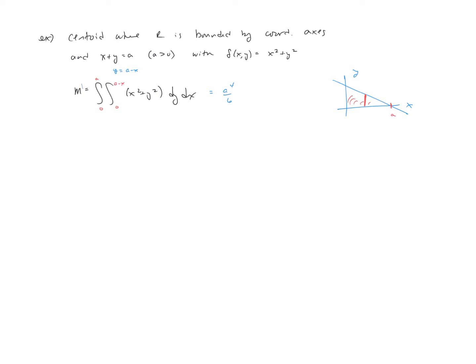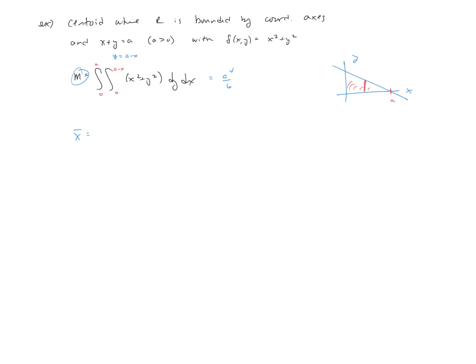And remember, that's going to be the mass. So for x bar, that's going to be 1 over the mass. So 6 over a to the 4th, double integral. Now for x bar, we put an x in there along with the density function.